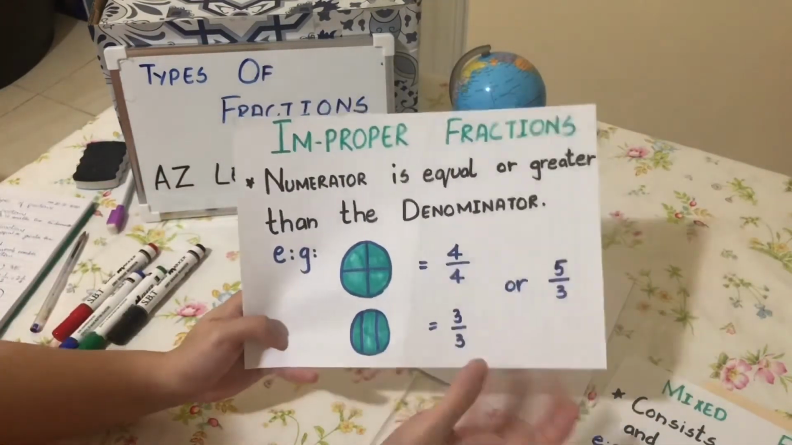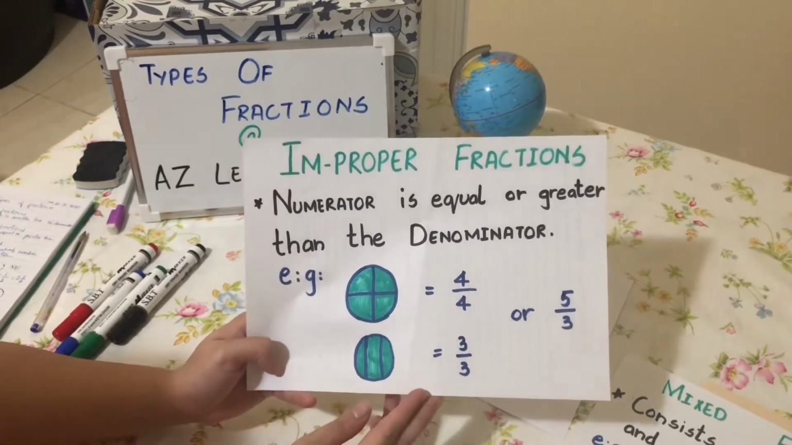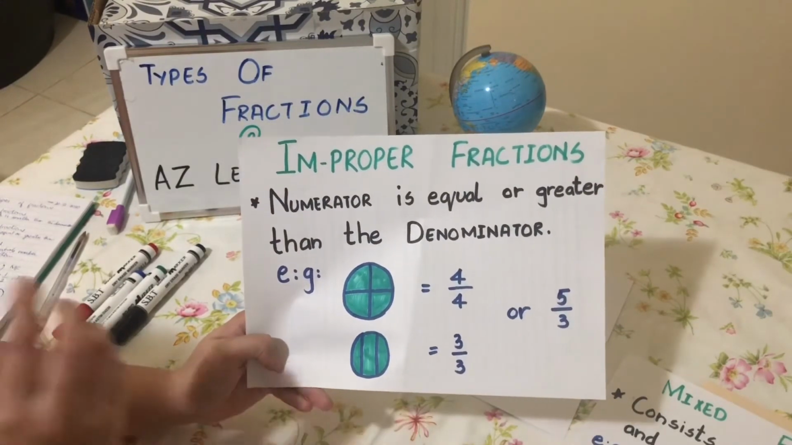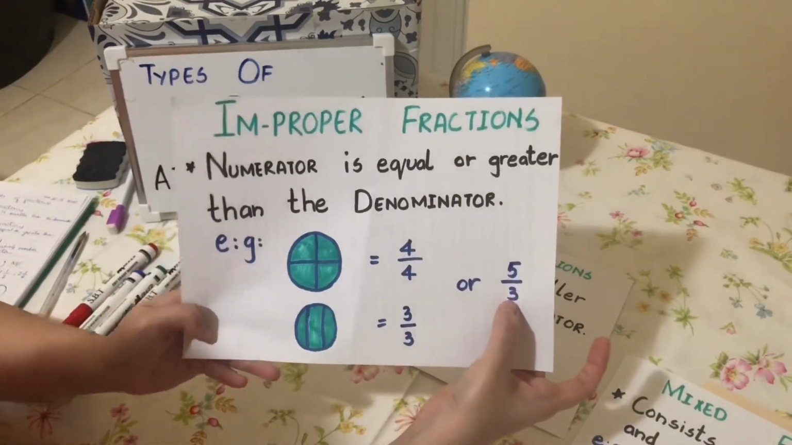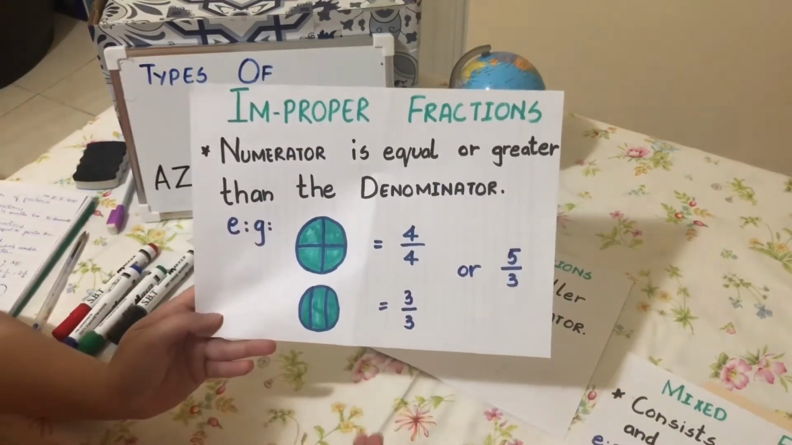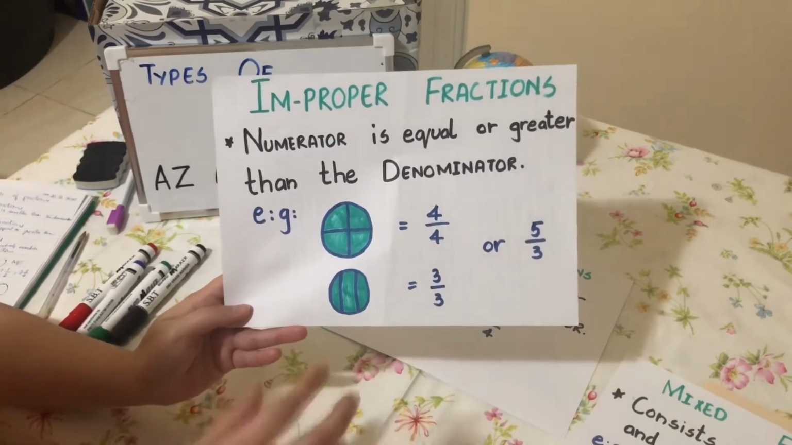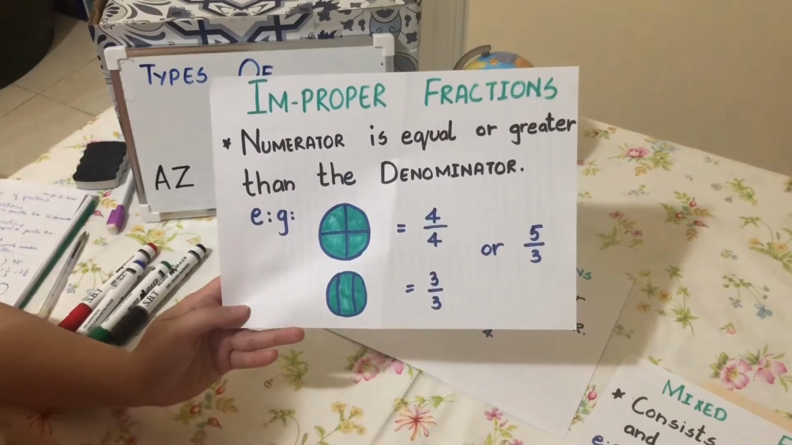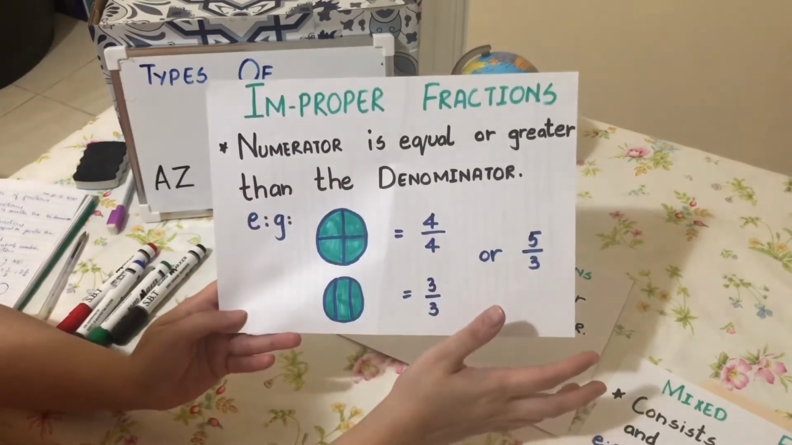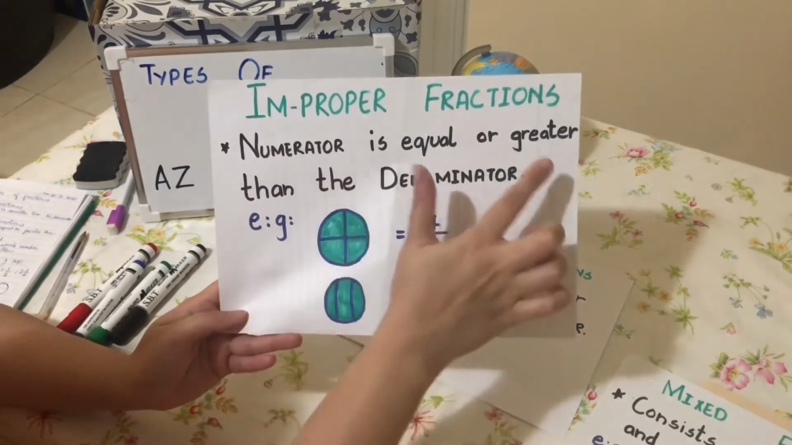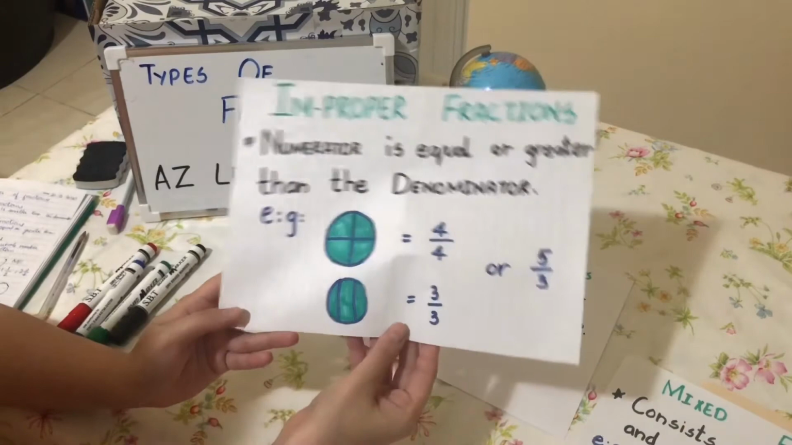At times you will have a fraction where the numerator is greater. In this example, 5 out of 3. When we do different activities and exercises on solving fractions, you will have much more clarity regarding improper fractions. The numerator is equal to or greater than the denominator. This is called an improper fraction.